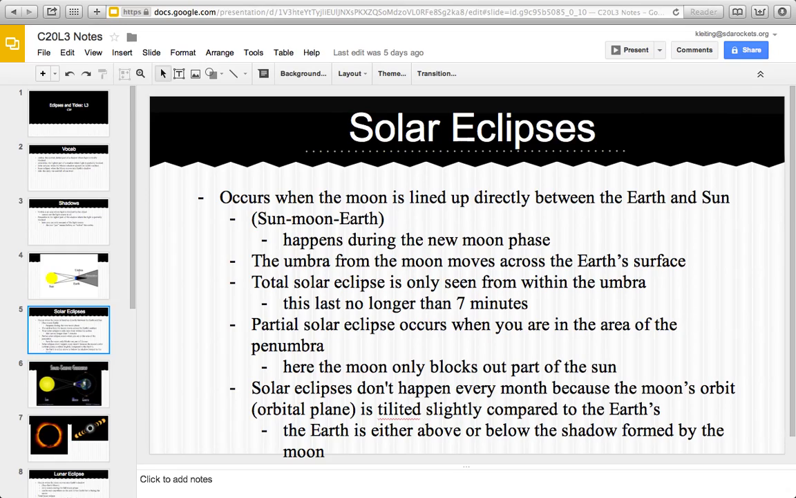Partial solar eclipses occur when you are in the area of the penumbra. Here the moon only blocks out part of the sun. Solar eclipses don't happen every month because the moon's orbital plane is tilted slightly compared to the Earth's. So they kind of cross essentially. The Earth is either above or below the shadow formed by the moon.